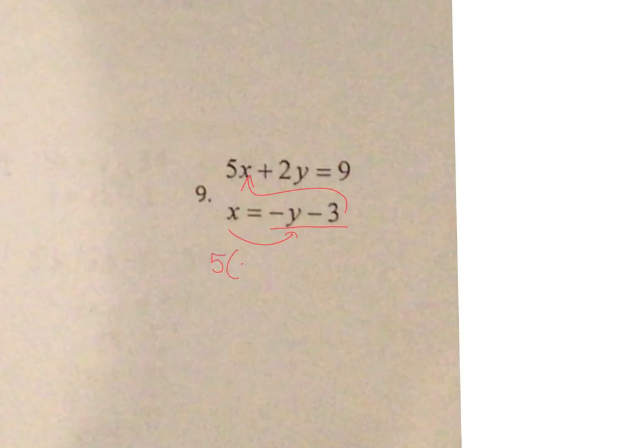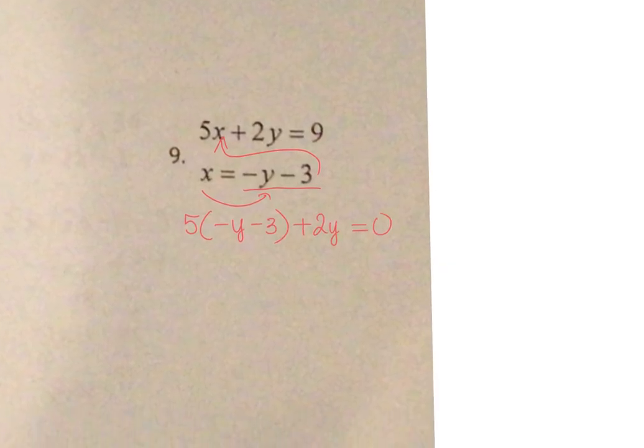5 times negative y minus 3 plus 2y equal to 9. Okay, so you're gonna write the entire thing down and replace the x by the one right here. So then we distribute normal. So we only need to solve for y. From two variables, it becomes 1.